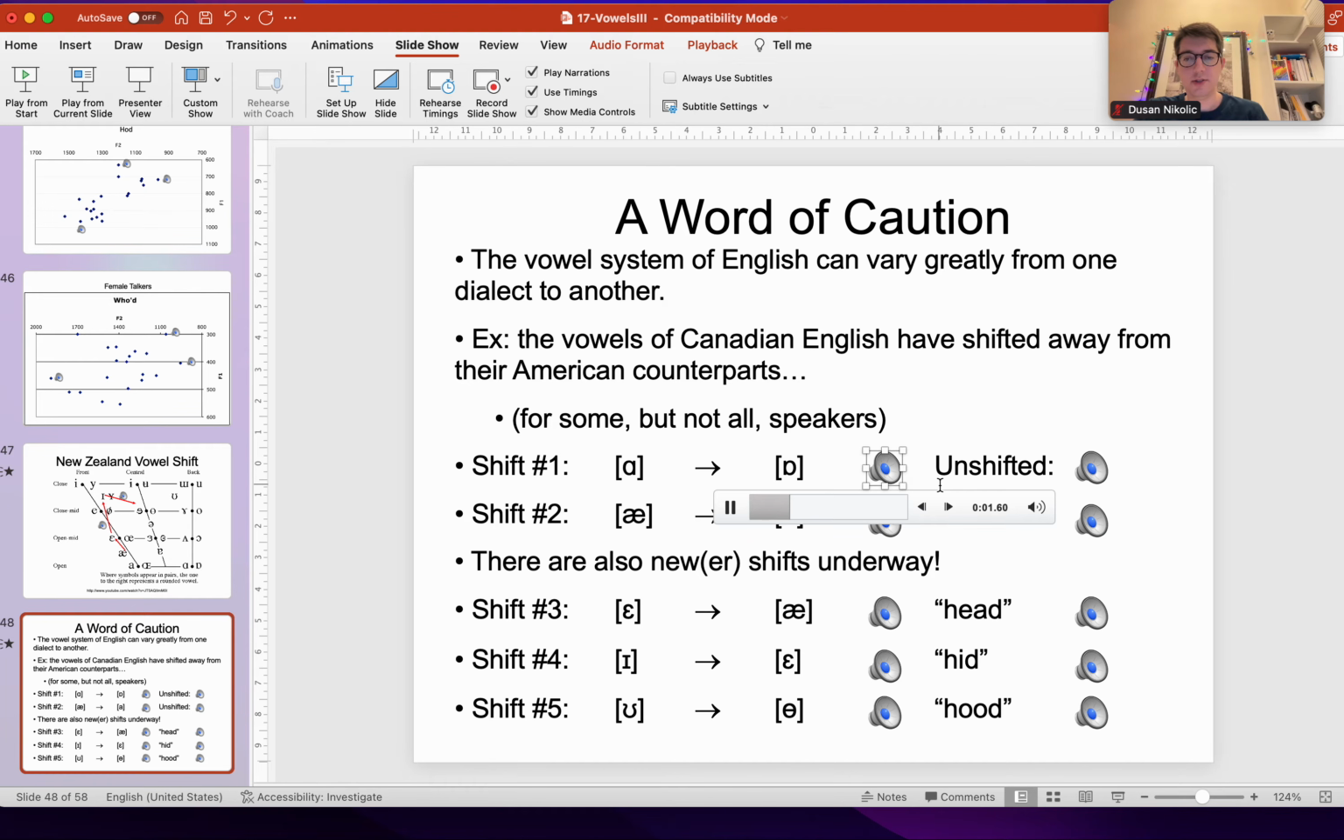Six spoons of fresh snow peas, five thick slabs of blue cheese, and maybe a snack for her brother Bob. And this is unshifted, right? Six spoons of fresh snow peas, five thick slabs of blue cheese, and maybe a snack for her brother Bob.